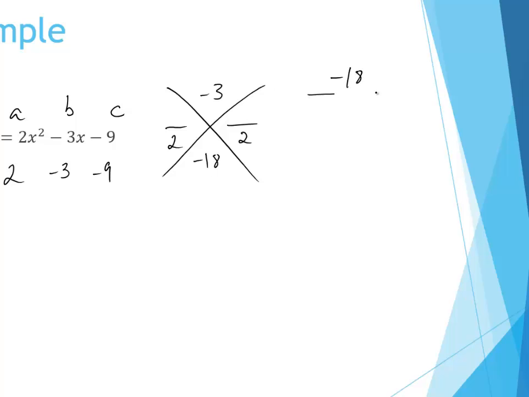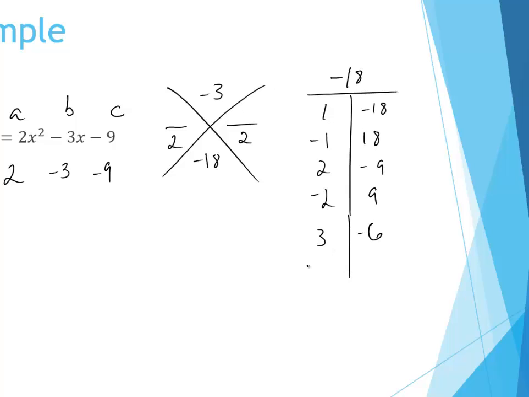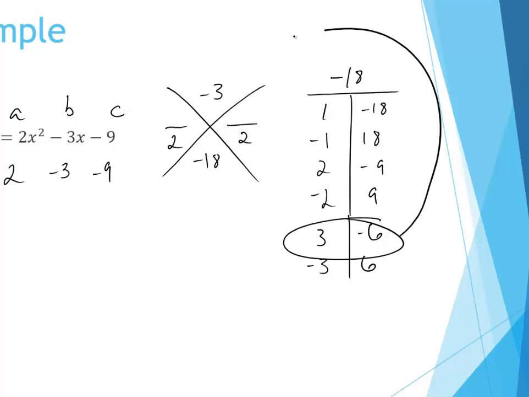Let's find the factors of -18. Start with 1 and -18, negative 1 and positive 18, 2 and negative 9, negative 2 and 9, 3 and negative 6, negative 3 and 6. Which one of those six factor pairs adds to negative 3? I'm going to say this one right here: 3 minus 6 is negative 3. So you can have a 3 here and a negative 6 here.